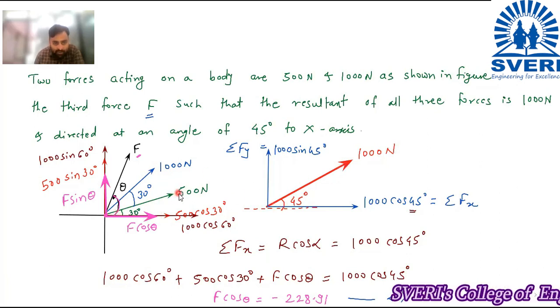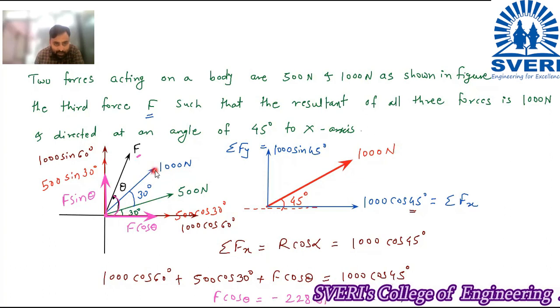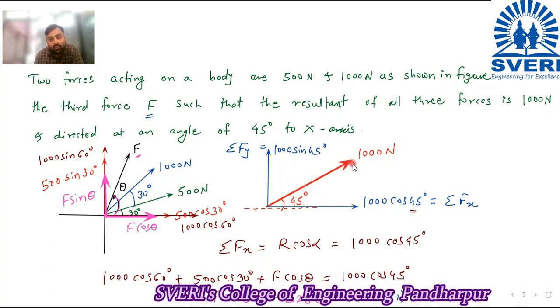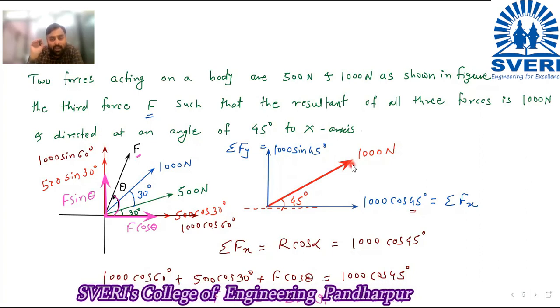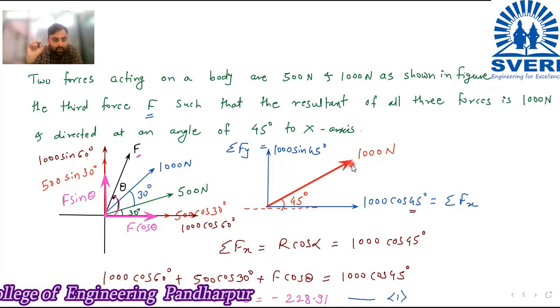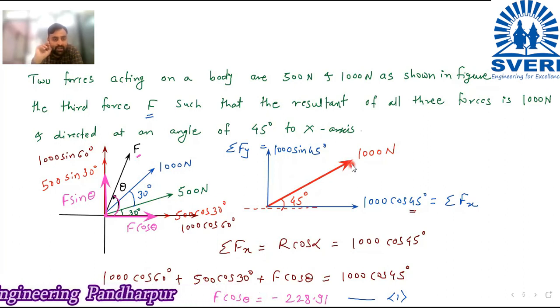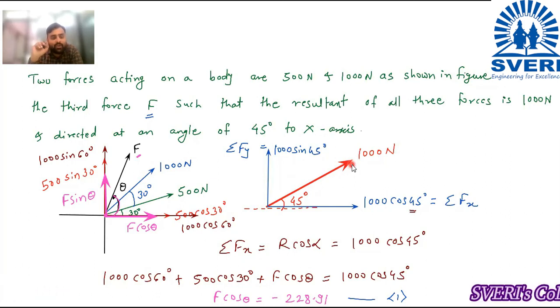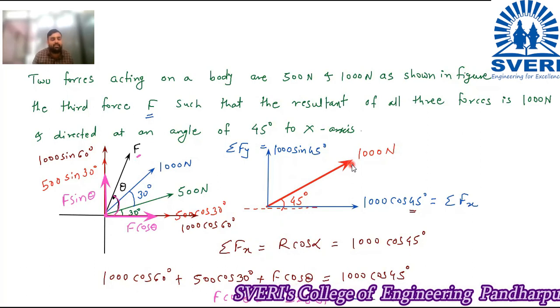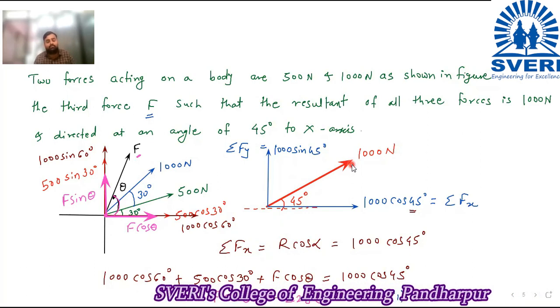So your first force is in the first quadrant, your second force is in the first quadrant, your resultant is also in the first quadrant. Then your third force should also be in the first quadrant only. In the first quadrant, everything is positive. So always consider that when this type of case is there, your sign must be plus, as it is in the first quadrant.